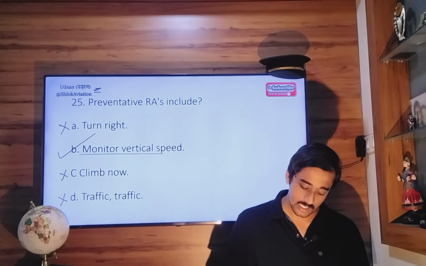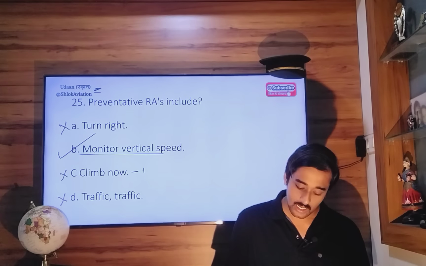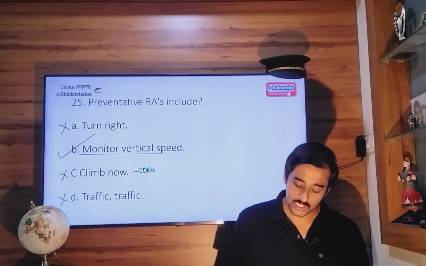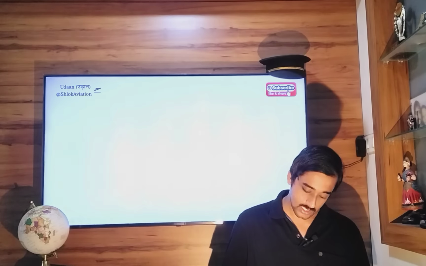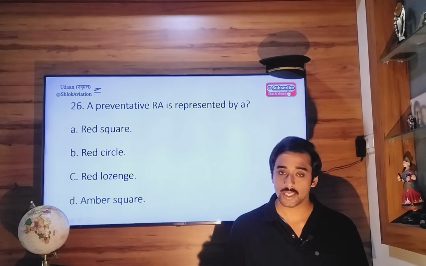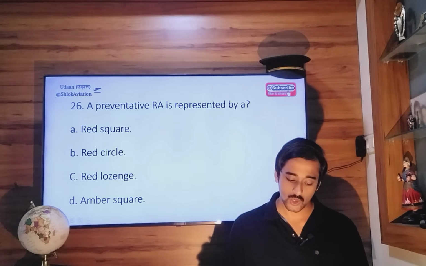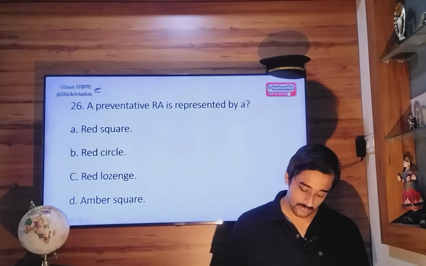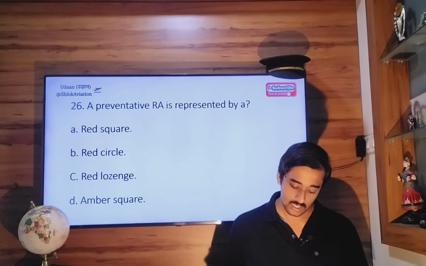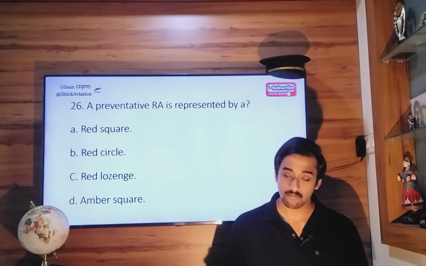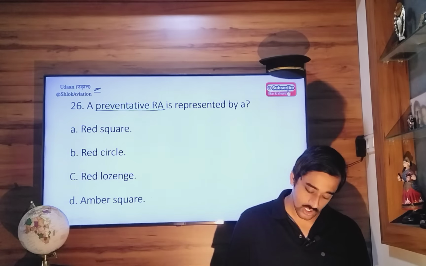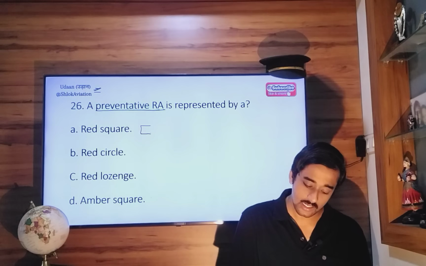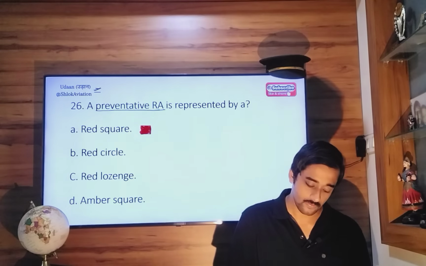Okay, so "monitor vertical speed" is right. "Climb now" is a corrective resolution advisory. Corrective. A preventative resolution advisory is represented by a red square. So, red square, red circle, red lozenge, amber square. So all resolution advisories are indicated by red color. Okay, so option alpha is the right option.